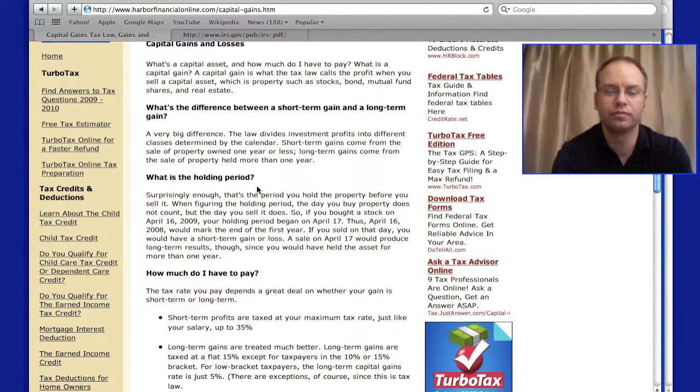The holding period, that's what I just talked about, short-term, long-term. The different tax rates. Again, long-term is 15%. That's what it normally comes out to. Short-term is 35%, so you can see a big difference there.